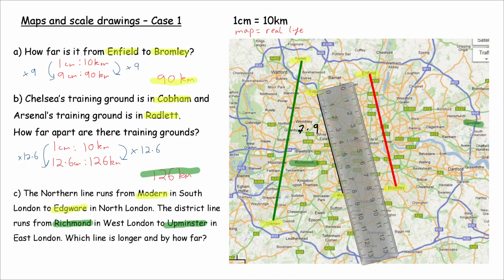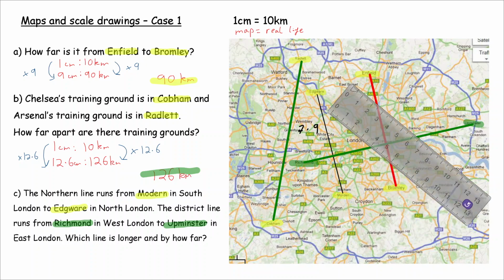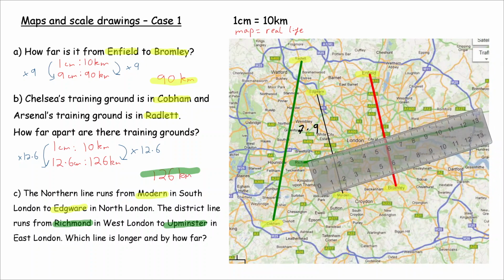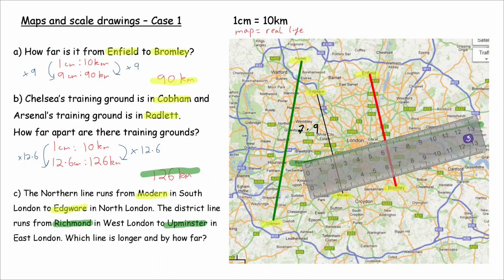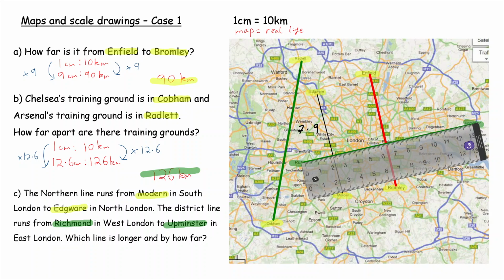Now we've also got the second place, which is between Richmond and Upminster. So we're going to go from Richmond here to Upminster, which is all the way over here. Let's get our trusty ruler and spin this round. Let's put it back on the 0, and it's not lined up properly, so that's not very useful at all, is it? Let's turn that. There we go. Good. Let's line it all up.